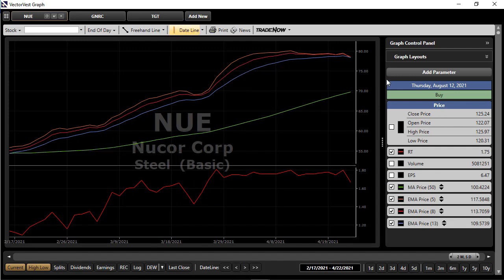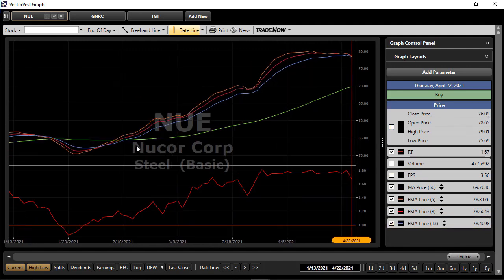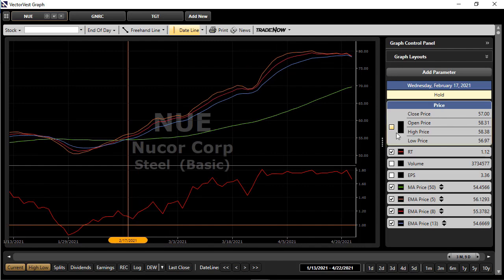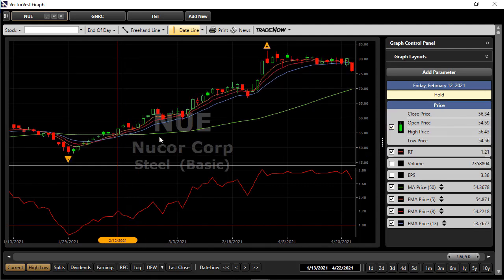And looks like right there, the 5 closed below both the 8 and the 13. Now that's at a price of about 76 bucks. Where did we enter? We entered a little bit above 56, right? Let's say $57, $56.70 or so, right between $56.34, let's say $57. That's a nice gain there in a couple of months. Using these moving averages, it allowed us to stay in this trend.